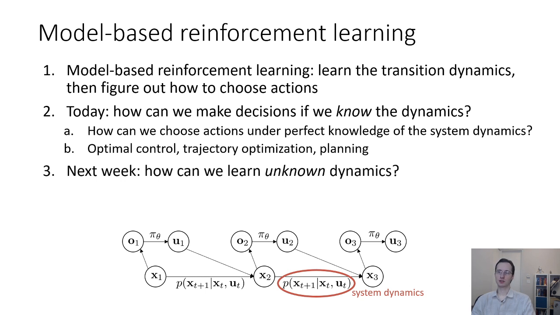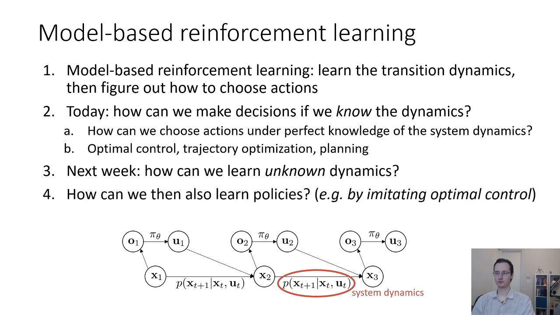Okay, and then next week, we're going to discuss what happens when we have unknown dynamics. So in today's lecture, we're entirely in the setting where we assume the dynamics were given to us. Next week, we'll talk about what to do when they weren't. And then also later on, we'll talk about how we can also learn policies. So in today's lecture, we're just concerned with figuring out near optimal actions without policies, but later on we'll also talk about how, if you learn a model, you could also use it to learn a policy.